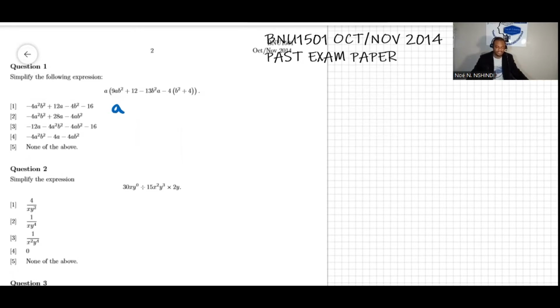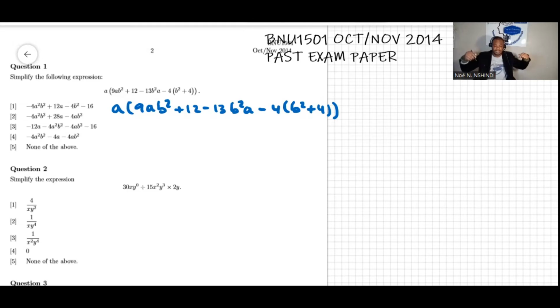I'm going to write here a(9ab squared plus 12) minus 13b squared a minus 4(b squared plus 4), and then close that bracket. Now we're going to simplify the expression. Let's first start by working out what is inside the bracket.